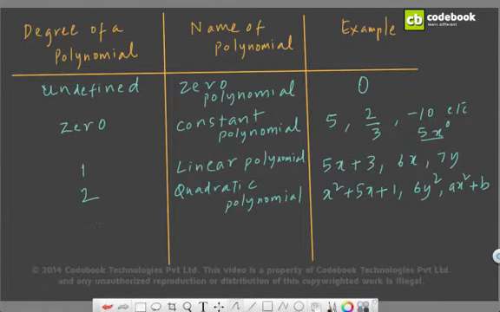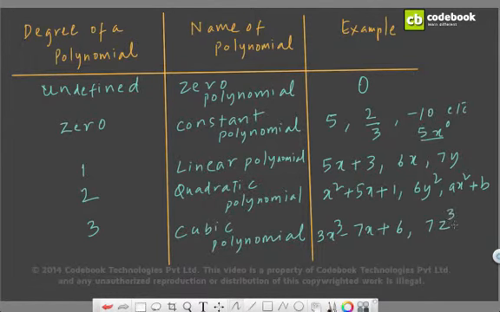If the degree of the polynomial is 3, we call it a cubic polynomial. And the examples are 3x³ - 7x + 6, 7z³ - 1, etc. So in this way, the name of the polynomial is determined by the degree of the polynomial, as shown in this tabular form.